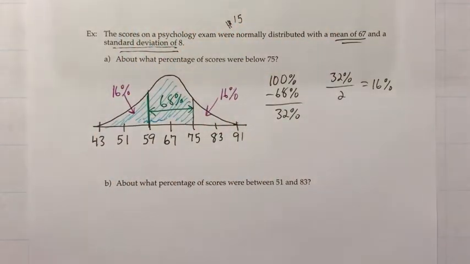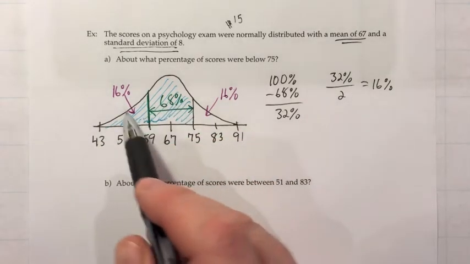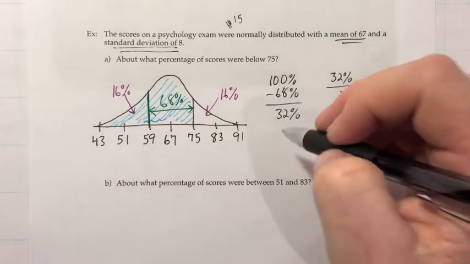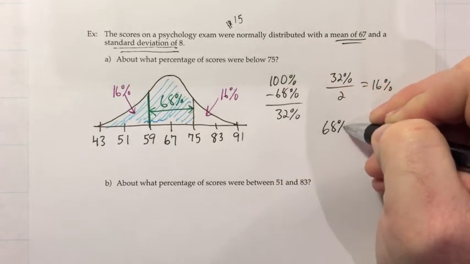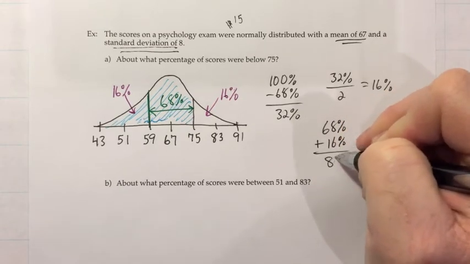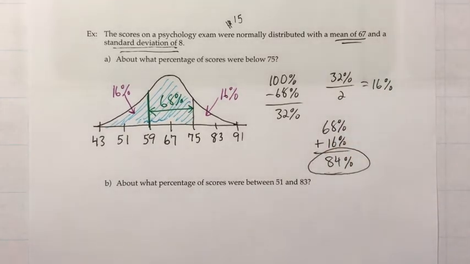And now we've got all the parts of the graph kind of labeled with percentages, so we want to think about what we want. We want the part that I shaded in this teal color. That's this purple 16%, the left tail, and the 68% in the middle. So the area that we want is 68%, the middle part, plus the 16% on the left, for a total of 84%. So about what percentage of the scores were below 75? We would estimate that to be 84%, according to the empirical rule and what we're working out on this graph.